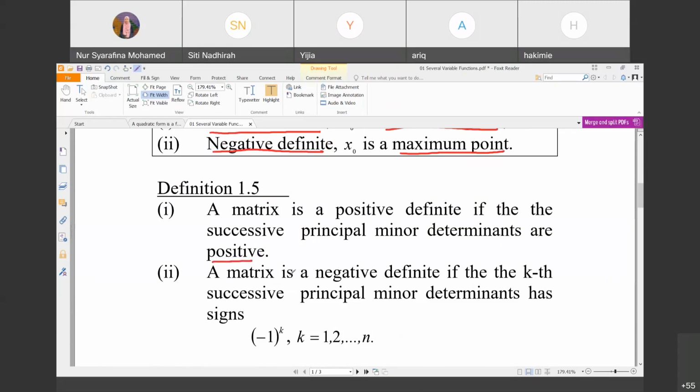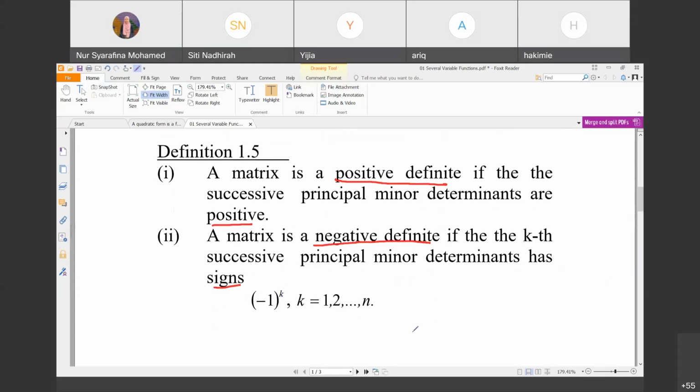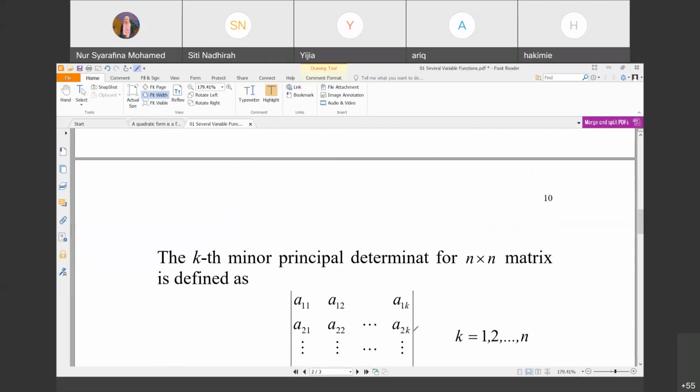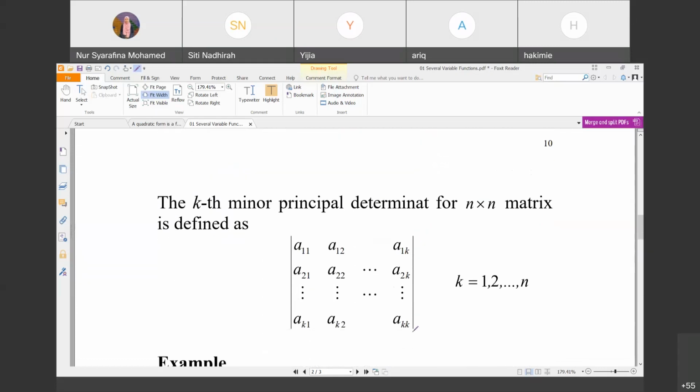Okay. A matrix is positive definite if the successive principal minors are positive. A matrix is negative definite if the kth successive principal minor has a sign of (-1) to the power of k, which means that it is alternately changing sign. Okay, let's take a look. The kth principal minor determinant for an n by n matrix is defined like this.